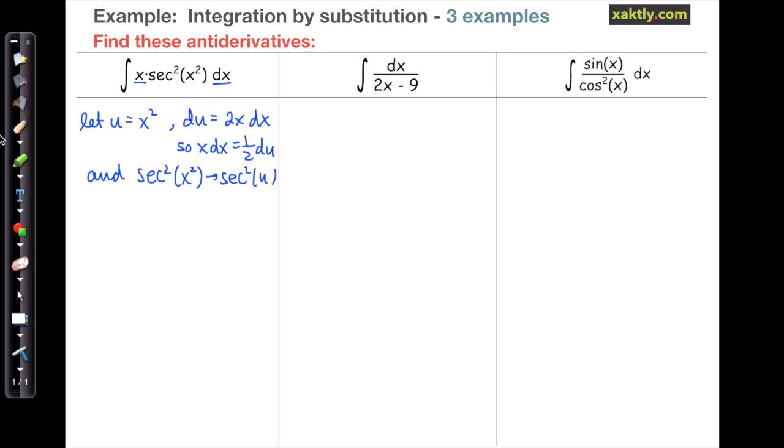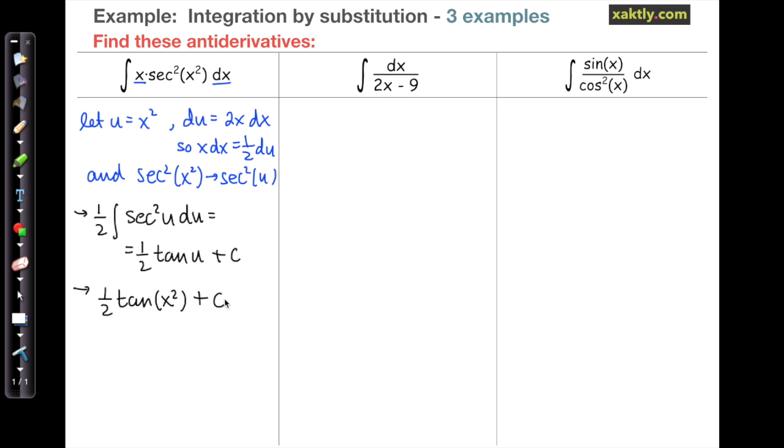And now we can write out our new integral. It's going to be 1/2, that comes from the 1/2 du, the integral of secant squared u du, which we recognize as just tangent of u. So we'll just rewrite that integral now, resubstituting x squared back in for u because we're done with u now. So this is 1/2 tangent of x squared plus the constant of integration, and don't forget that.